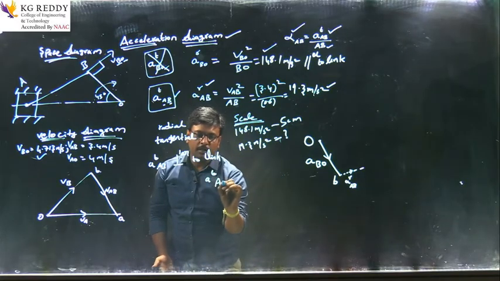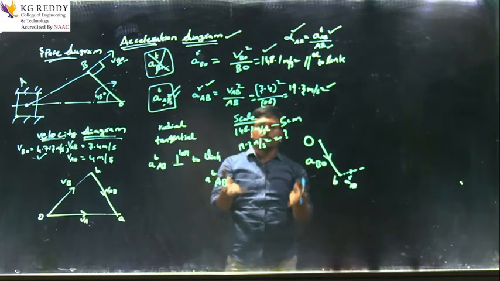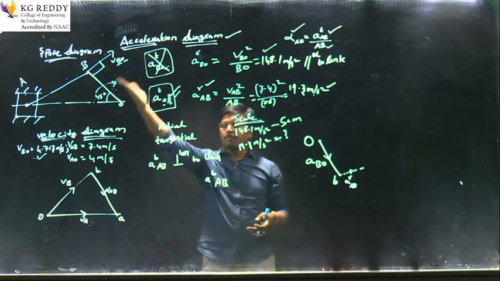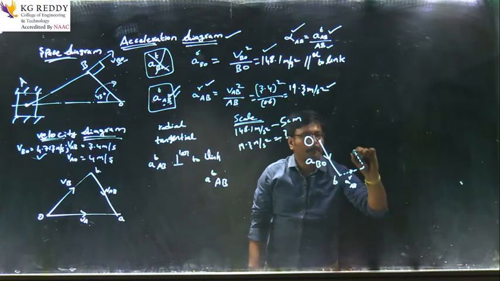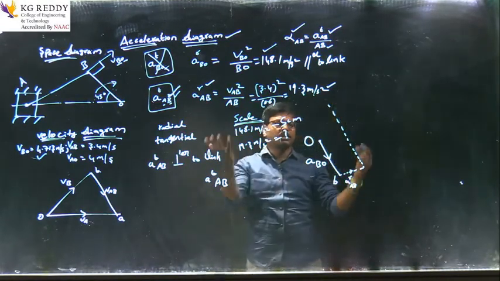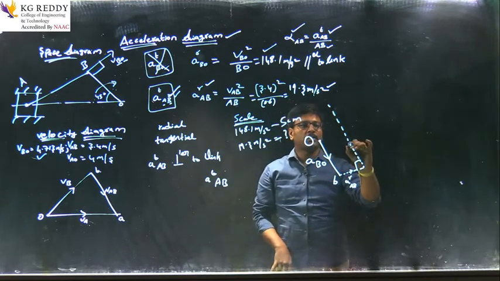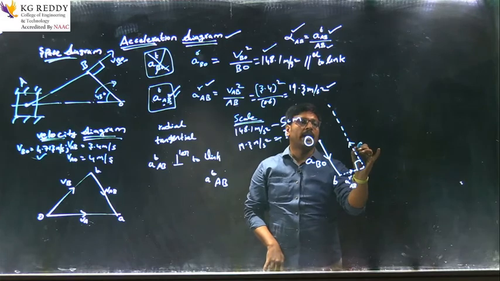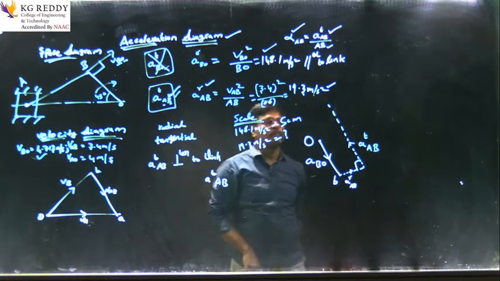The next one, tangential component. We don't know the value actually. Tangential component of A with respect to B, right? We don't know the value, but we know the direction, right? So the direction is perpendicular. So perpendicular to that. I am taking, here it is, just an imagination that we have to get. Here it is perpendicular, and this is the tangential component of acceleration of A with respect to B.